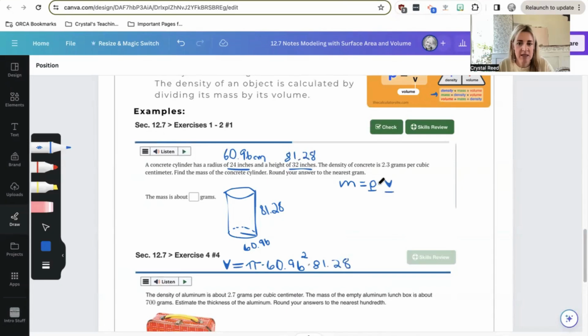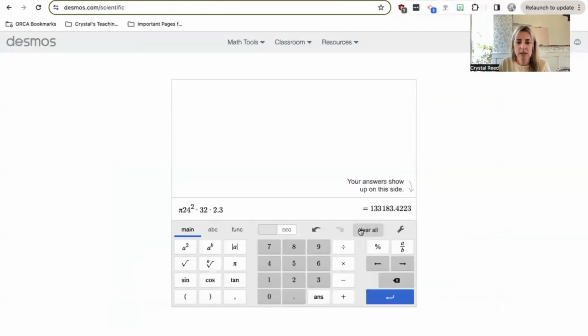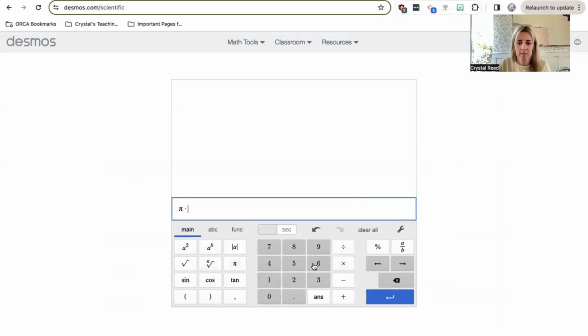The formula is just mass equals density times volume. We do know that the density was 2.3. So we're actually just going to take all of this and times that by 2.3, and that should give us our final answer. So we'll plug that all into Desmos. Pi times 60.96 squared times 81.28 times 2.3.